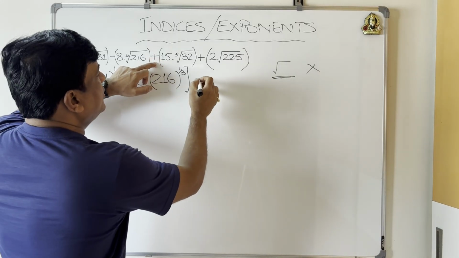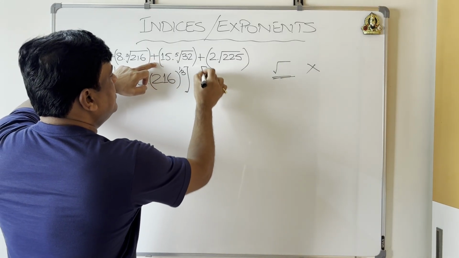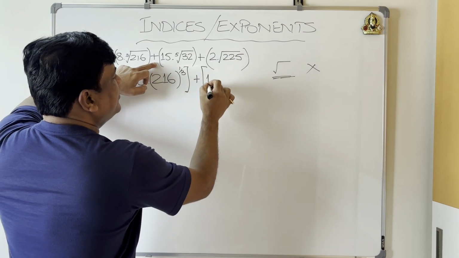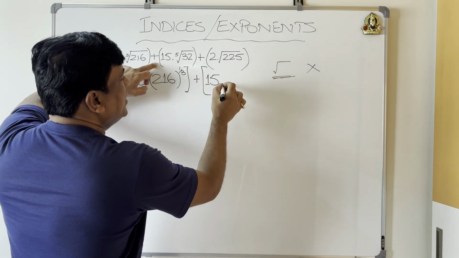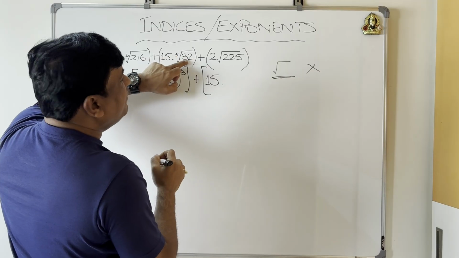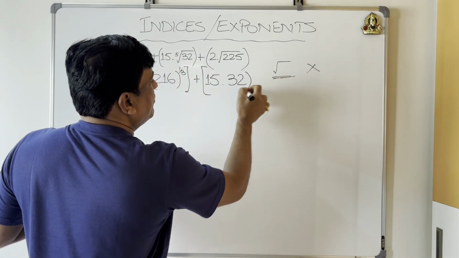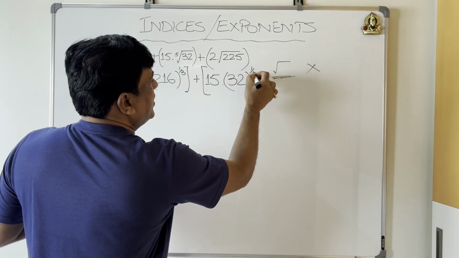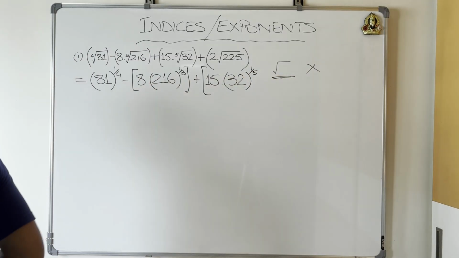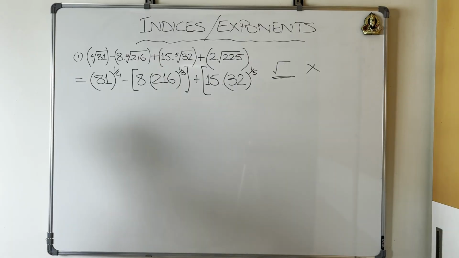Okay, now go to the third term. What do I have in the third term? I have a 15 outside. I'm going to put 15 over here, dot, and I have the fifth root of 32. So I'm going to write it like this: 32 to the power 1 by 5. Okay, right? Okay. Let me rub this.